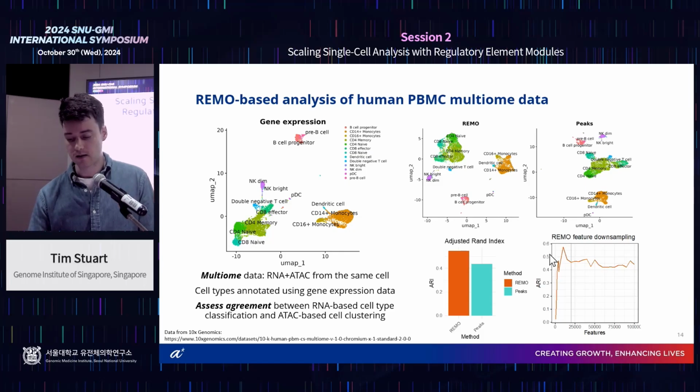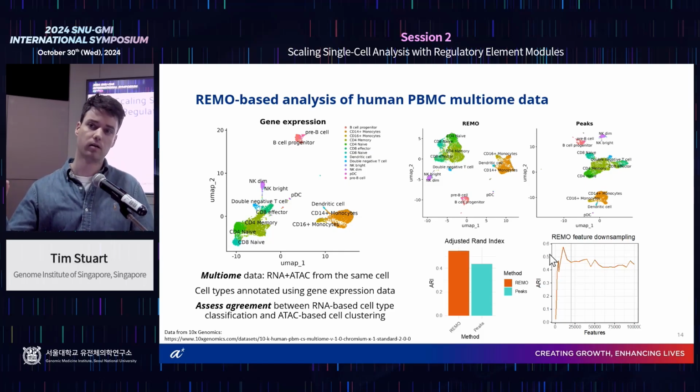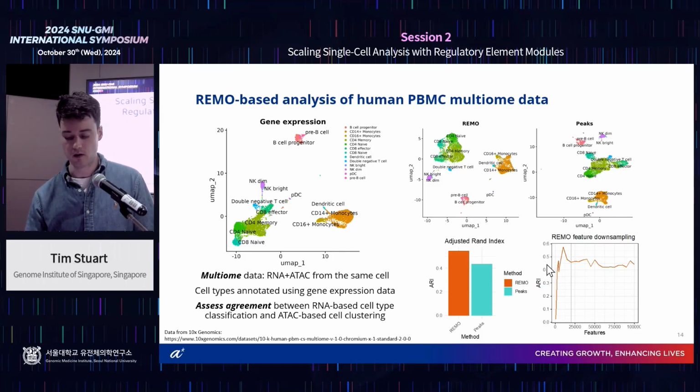So now we can actually subset our features. Instead of 1.5 million, we have 20,000 modules now. And so that's really key for scalability. So these results, this UMAP and the adjusted Rand index, are actually using just the top 20,000 modules.